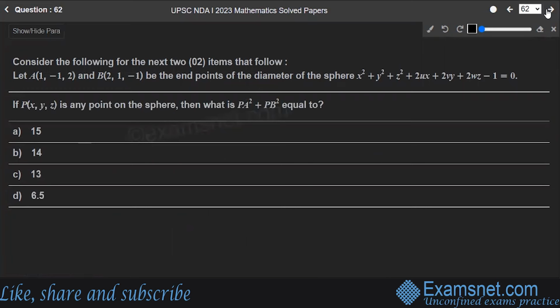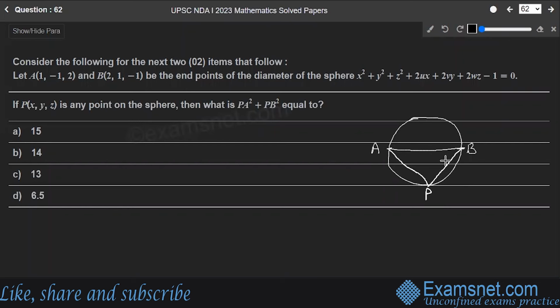Right? Next is question number 62. Same question, now the question, same statement. Now the question is, if P(x, y, z) be any point on the sphere, then what is the value of PA square plus PB square? See, this is the sphere. It said that A is one coordinate and B is another point for the diameter. This is the one. Here is P. This is the point P.